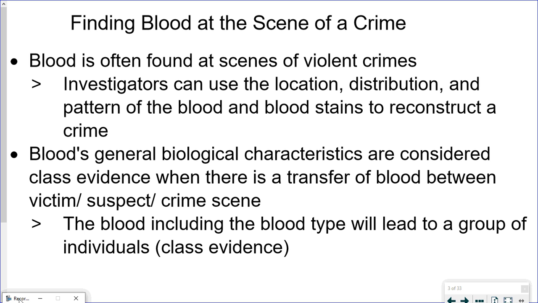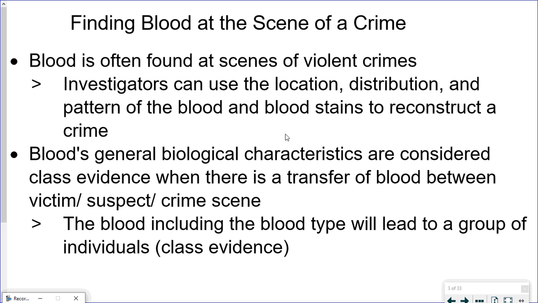First thing we're going to start off talking with blood is we're going to talk a little bit about when blood's found at the crime scene, what we actually look for, how we test it, things like that. So whenever blood's found at the crime scene, most often you're going to see this in more violent crimes like fights, murders, assaults, possibly break-ins if there was broken glass, things like that. Investigators can use the location, distribution, and pattern of the blood and blood stains to actually reconstruct a crime. Figure out where that blood came from.